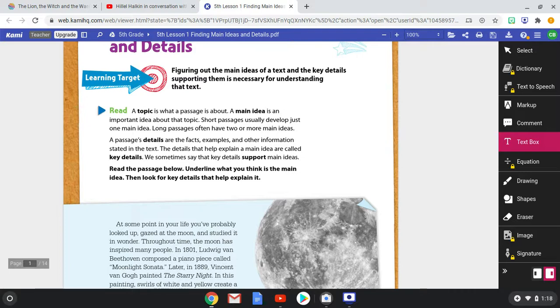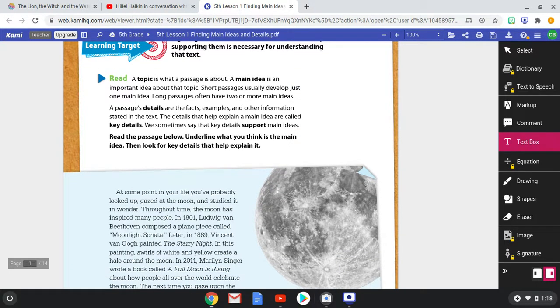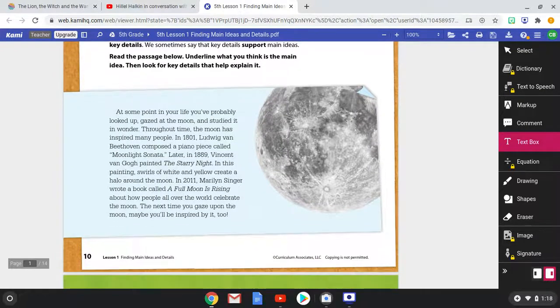Short passages usually develop just one main idea. Long passages often have two or more main ideas. A passage's details are the facts, examples, and other information stated in the text. The details that help explain a main idea are called key details. We sometimes say that key details support main ideas. Read the passage below and underline what you think is the main idea. Then look for key details that help explain it.